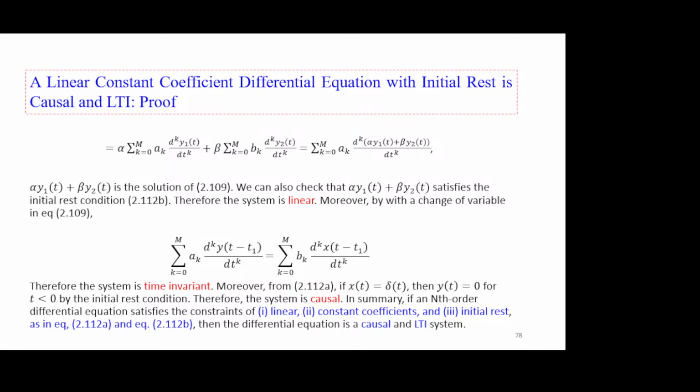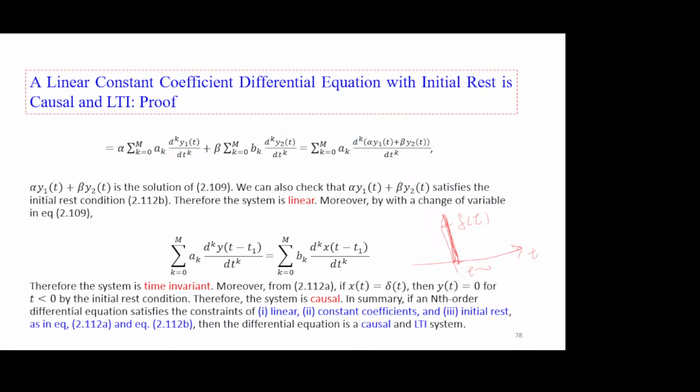Because delta of t has its impulse at t equal to 0, right? So this is t, and this is delta of t. And so delta of t is 0 until t equals 0. So by the initial rest condition, the response to delta of t must be 0 until t equals 0. So for all those t less than 0, your y of t, which is equal to h of t, equals 0. And because of the causal condition we set up before, then the system is causal. Okay?